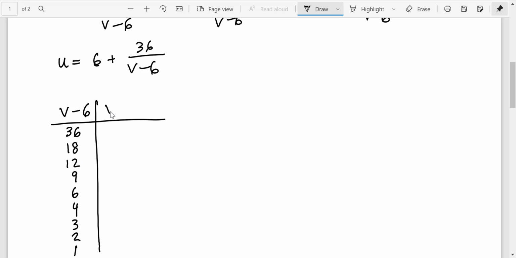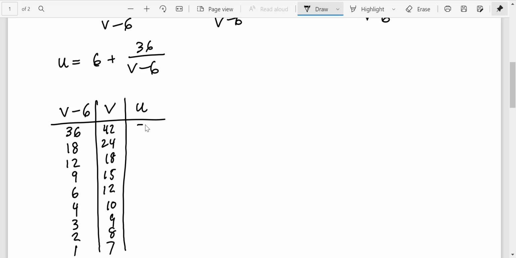Now for each value of v minus 6, I want to know what v is equal to by adding 6. And I get 42, 24, 18, 15, 12, 10, 9, 8, and 7. Then I want to compute u. Now u can be computed by taking 6 plus 36 divided by the number in the first column. So 6 plus 1 is 7, 6 plus 2 is 8, 6 plus 3 is 9, 6 plus 4 is 10, 6 plus 6 is 12, 6 plus 9 is 15, 6 plus 12 is 18, 6 plus 18 is 24, and 6 plus 36 is 42.